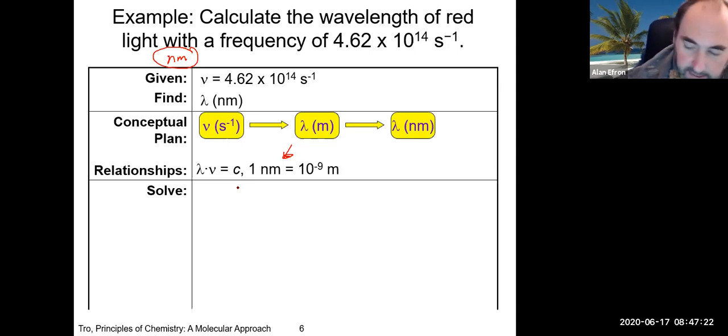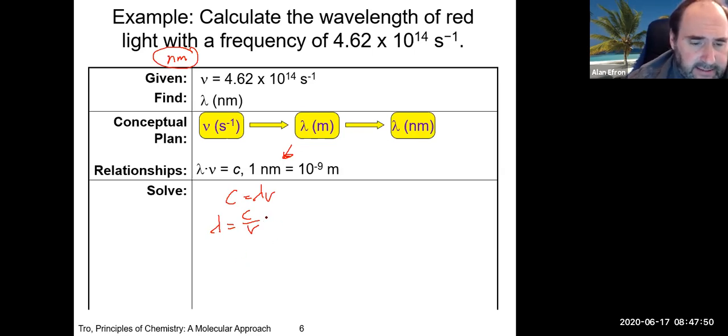Okay, so let's take a look and see how we're doing. Here we're given the frequency, and we want to calculate the wavelength in nanometers. All right, so we would want to use our equation. Our c is equal to our wavelength times our frequency. Here we would want to solve for wavelength, which would be c divided by the frequency.